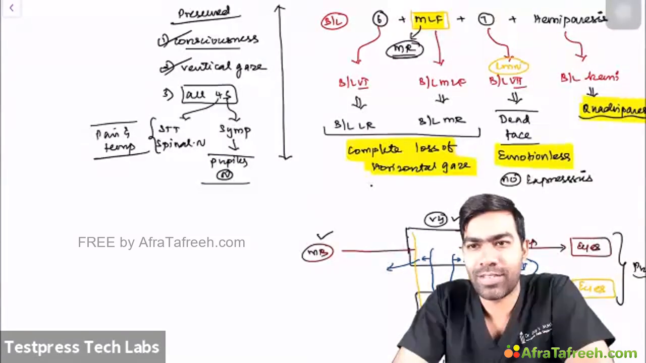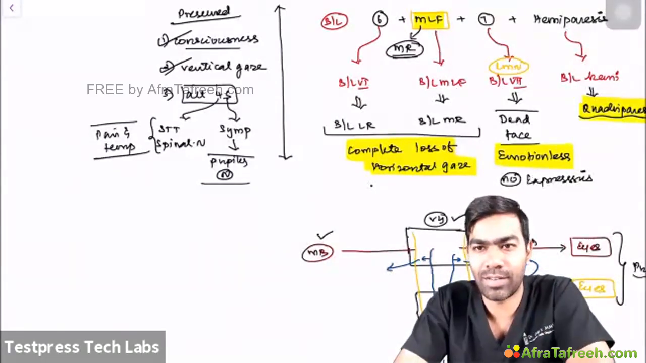Corticobulbar fibers travel along with the corticonuclear fibers anterior to the tegmentum. Yes, that's how they travel.